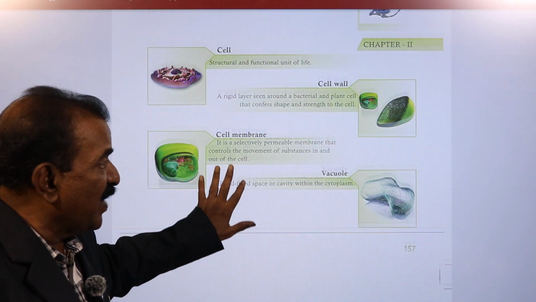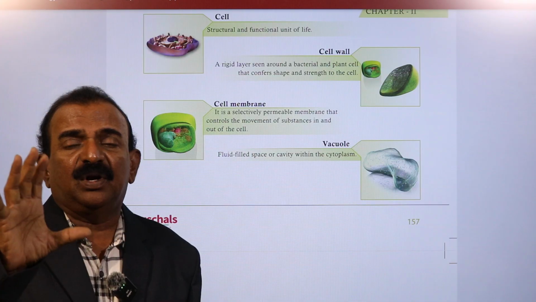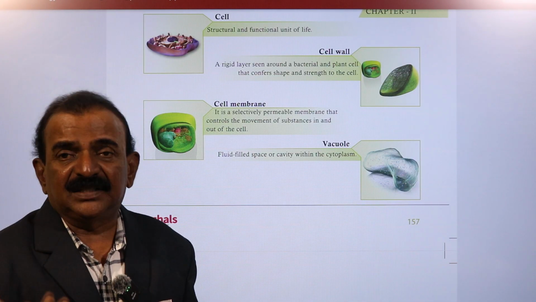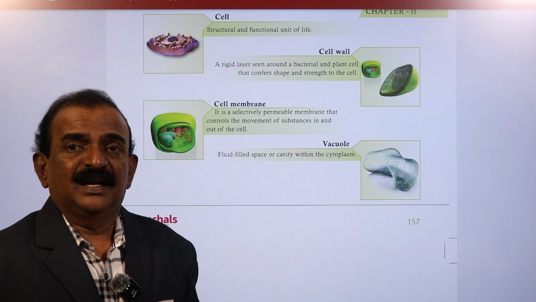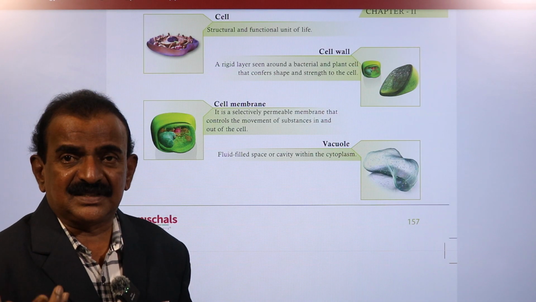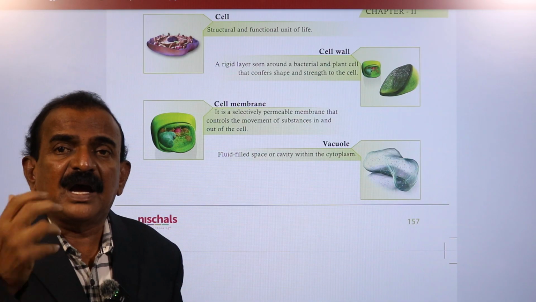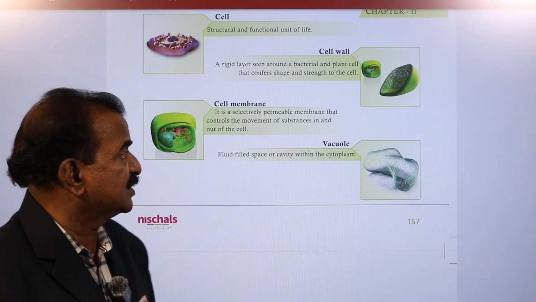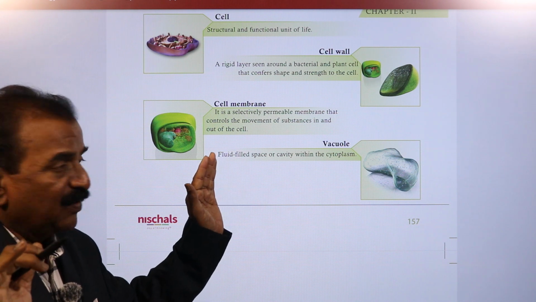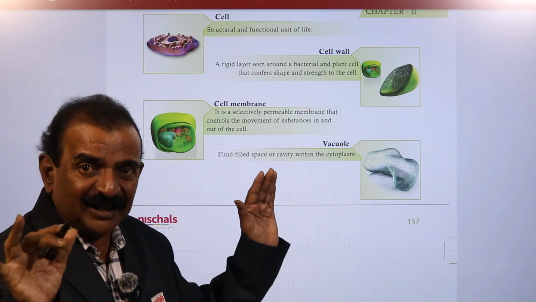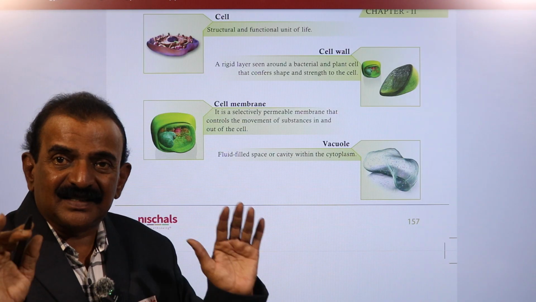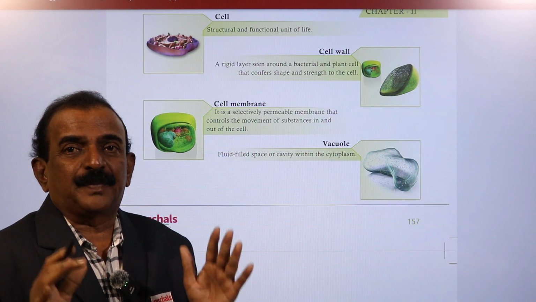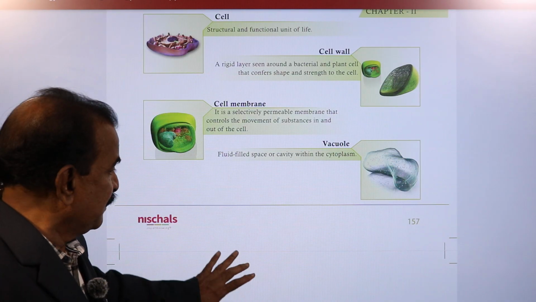Now you are observing vacuoles. A vacuole is a cell organelle. Vacuoles are large in plant cells, and they are also present in animal cells, containing some waste materials. It is a fluid-filled space, a cavity within the cytoplasm. It is present in the cytoplasm of plant cells, bigger in size. In animal cells it is also present, but small in size.